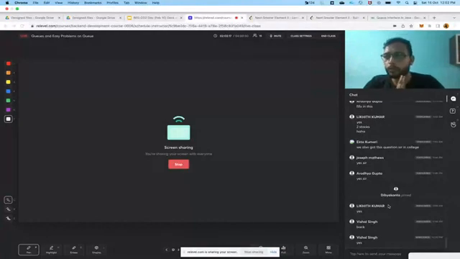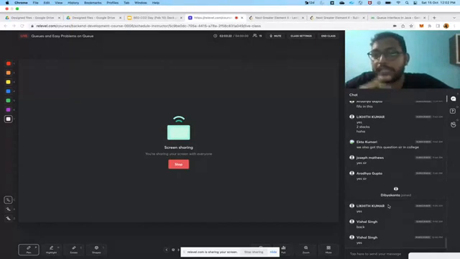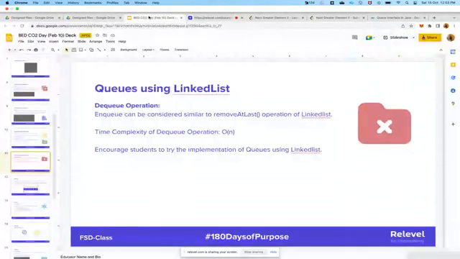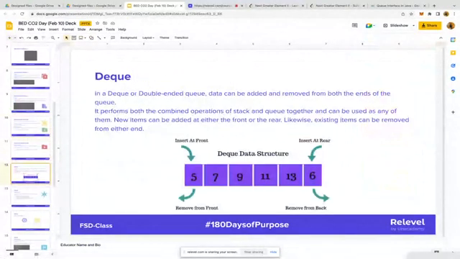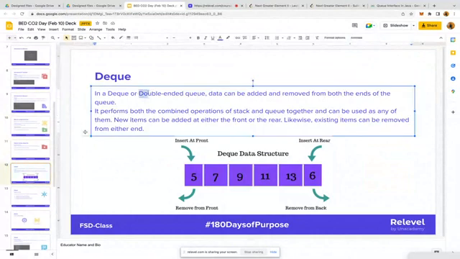Now let's move into one more subtype of queue, which is called deque. Okay, let's go back to the slides. Everyone here now? Let's jump into the deque part. This is the deque, which is known as a double-ended queue. The important feature of this queue is that data can be added and removed from both ends of the queue.